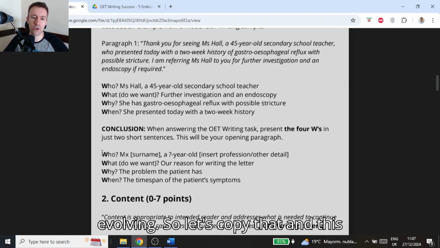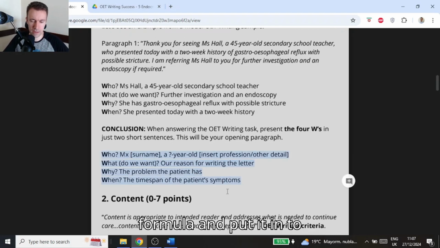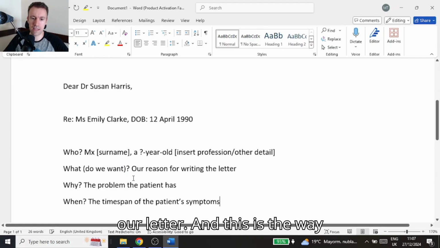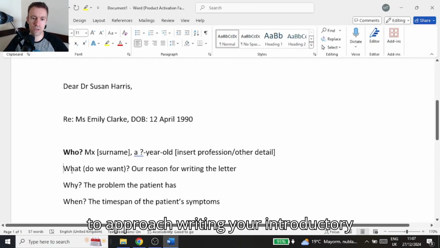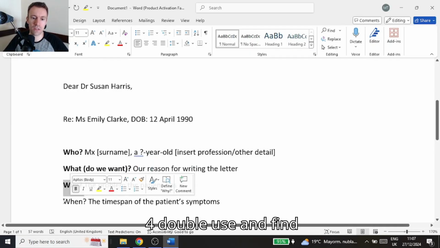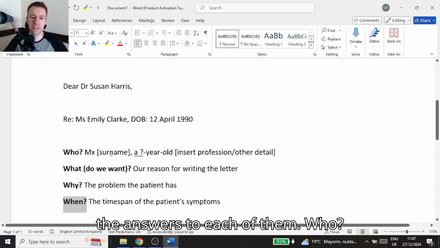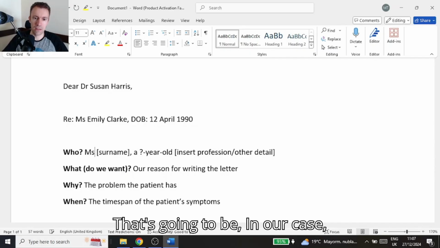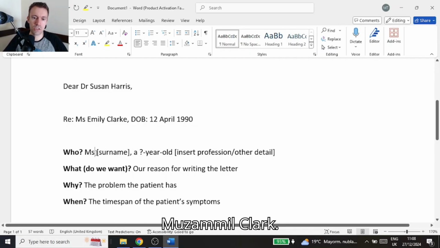So let's copy then this formula and put it into our letter. And this is the way to approach writing your introductory paragraph. You need to lay out these 4 W's and find the answers to each of them. Who, that's going to be, in our case, Ms. Emily Clark.